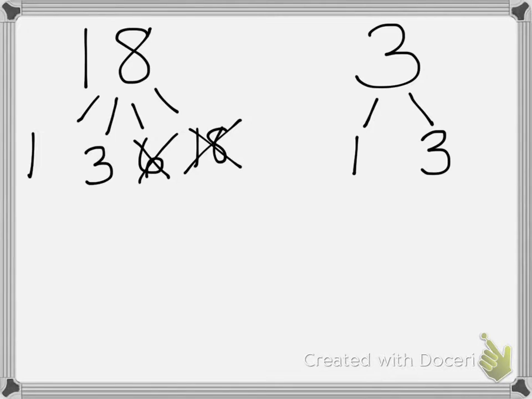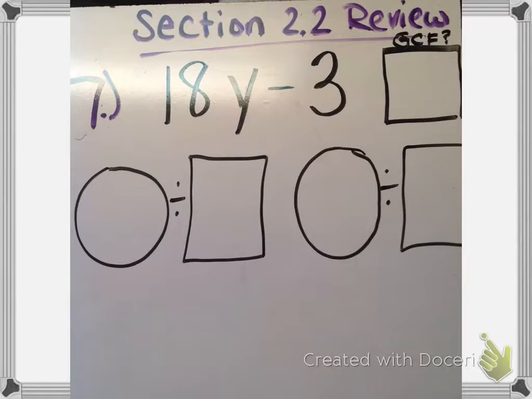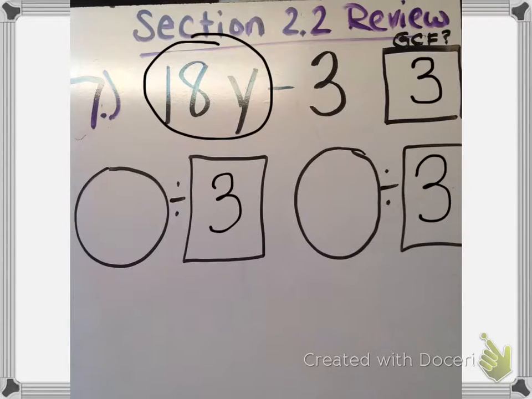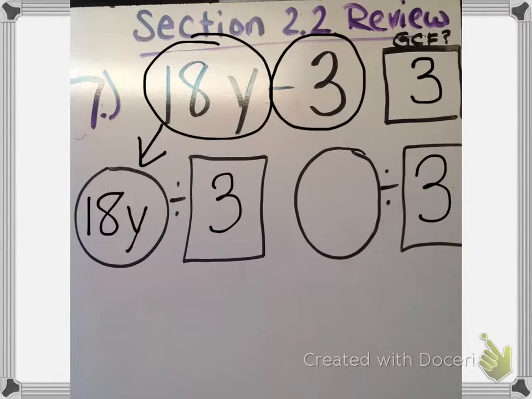And we're looking for the greatest common factor, which is 3. And remember, since the first term is positive, the greatest common factor is positive, so it is a positive 3. So that is what we're going to divide each term by. So our first term is 18y, and our second term is -3. They just go down into the circles here, so 18y and -3.